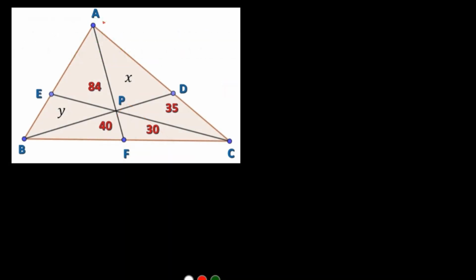Today we will solve a very interesting problem. There is a triangle ABC whose area we need to find out. There is an interior point P. There is a line drawn from each vertex passing through the point P and touching the opposite side at the points F, D, E. So that it forms many triangles here.